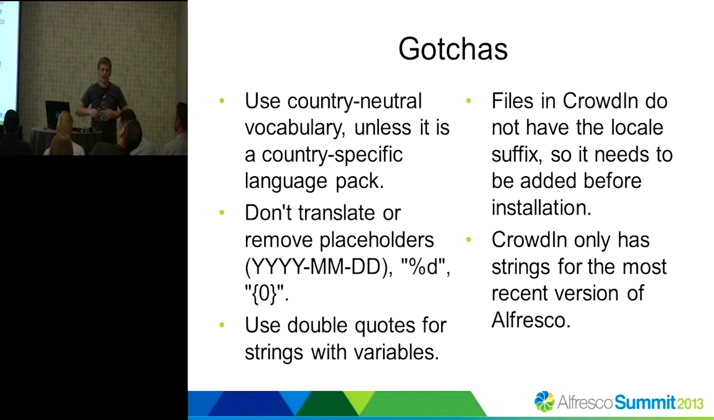Important gotchas. Unless you're doing a country-specific language pack, try to be neutral, don't make people mad. There is a bunch of programming mumbo-jumbo that, if you're translating, you don't want to muck with. Files in Crowdin don't have the locale suffix. So if it's not packaged through Oksana's scripts, you need to add those or else Share won't know what to look for. And we already mentioned that Crowdin only has the most recent version of a set of strings.